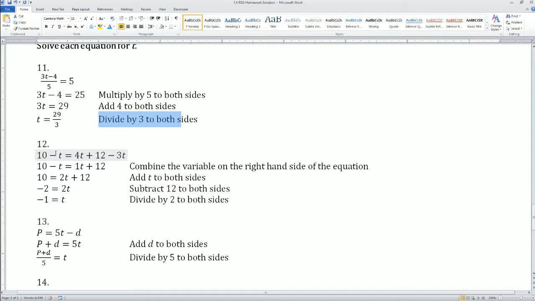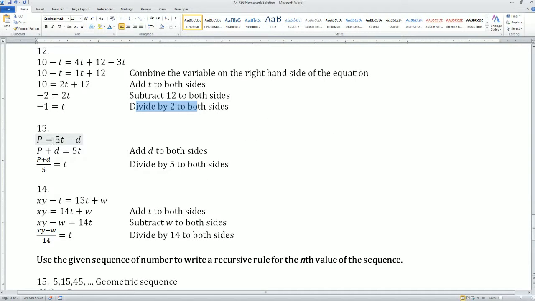Next one. Here's my original equation. You see the negative 3t and the 4t? You can combine the variables on the right hand side of the equation. Get you 1t. Right? There was a t on the left hand side, so you're going to add t to both sides. You see the constant of 12. Get that away by subtracting 12 from both sides. 2 is still in front of the t, so you're going to divide 2 to both sides. Gets you t equals negative 1.